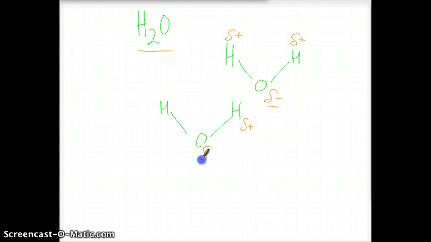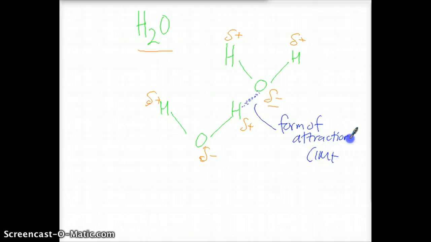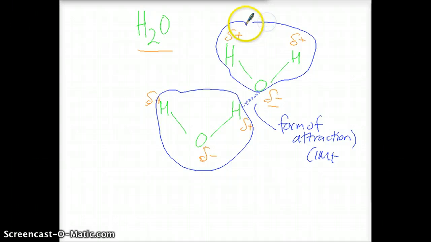Because here we would have a slight positive, negative, and then another slight positive here. Since there are opposite charges near each other, there's going to be a force of attraction here that I'm going to label with this blue dotted line. This is a force of attraction, an intermolecular force, because it's between two different molecules. Here's one molecule of water, here's another molecule of water, and since there's a force between these two, that's an intermolecular force. This particular force represents a hydrogen bond.